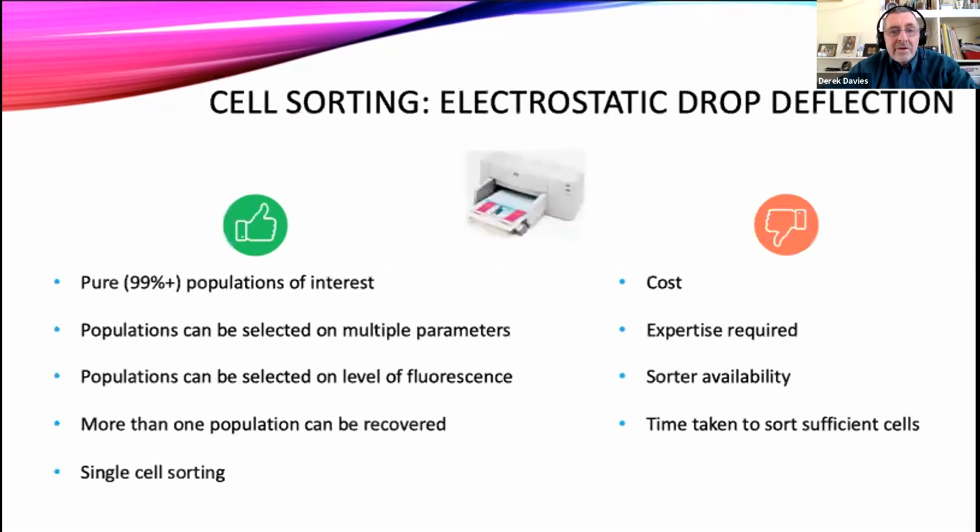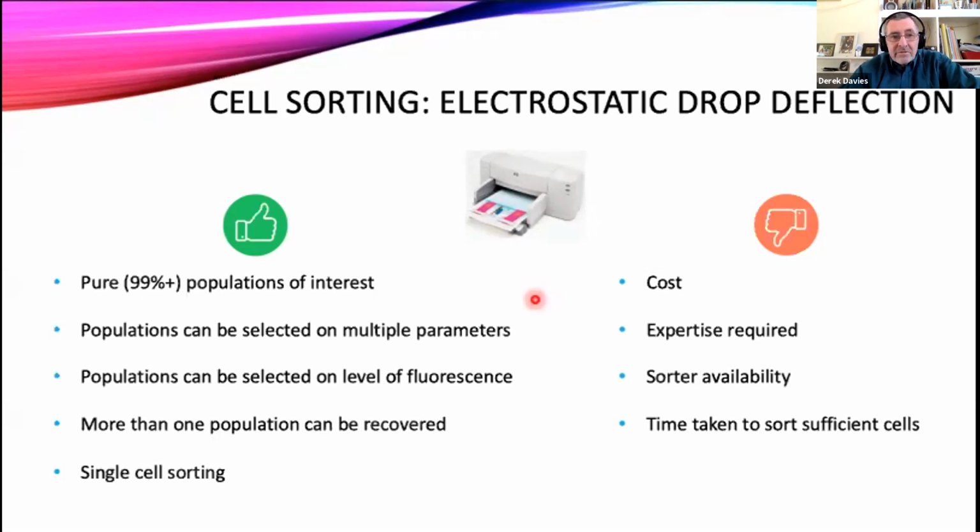So this slide should cover the pros and cons of electrostatic droplet deflection sorting, and that's what we're doing in flow cytometry. There are other ways of sorting cells. We can use magnetic beads, or we can use centrifugation. But in terms of flow cytometry, the vast majority of cell sorters are going to use electrostatic drop deflection, which, if you remember, is the same principle as the inkjet printer. We're taking droplets, we're giving them a charge, and we're moving them to a particular place. So in effect, our cell sorters are sorting drops, not cells. The cells happen to go along for the ride.